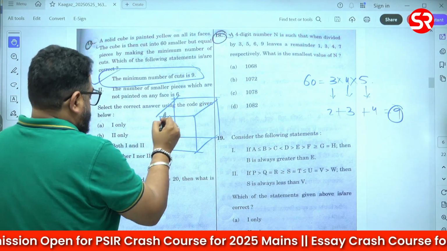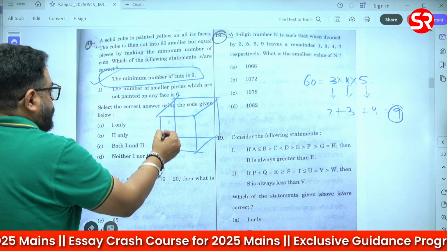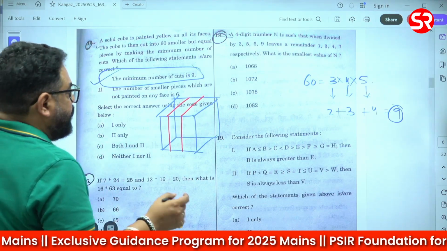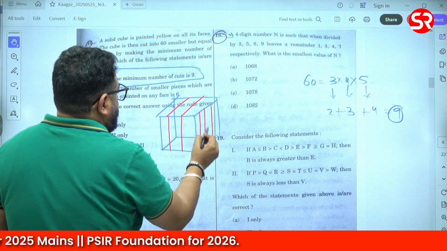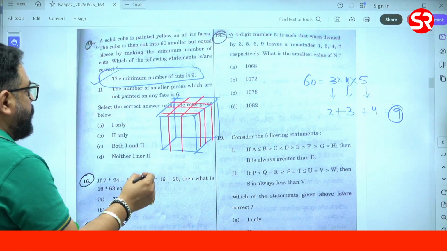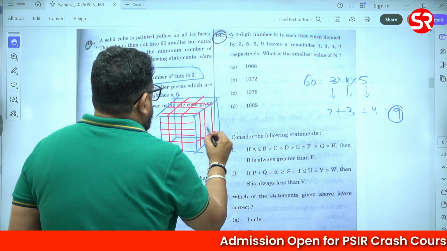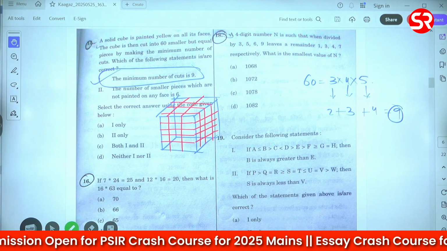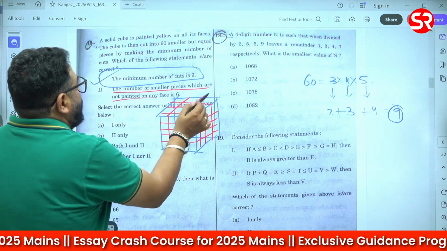Right, 2 cuts. Let's see, let us change the color. 2 cuts, 1 and 2, 1, right. Then 3 cuts, 1 2 3, right. And then 4 cuts, 1 2 3 4, 1 3 4. These are those 60 cuboids, not cubes. Cuboids है ना. And then number of smaller pieces which are not painted on any 6.